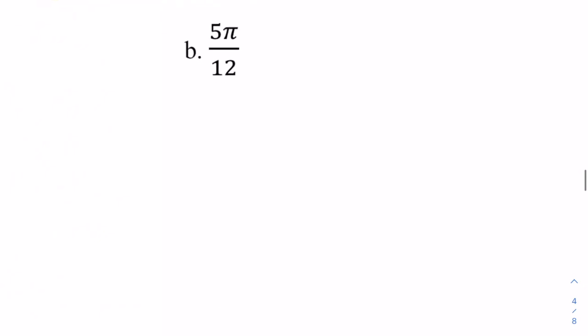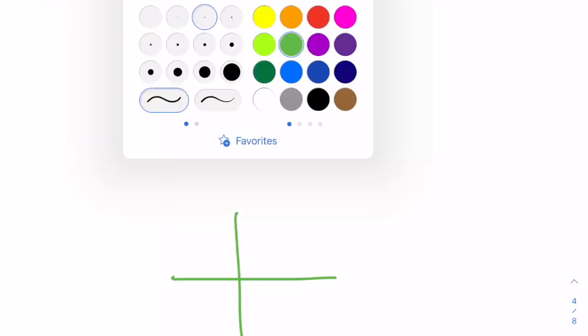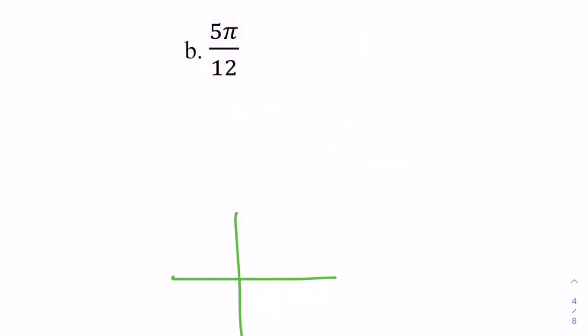Now let's look at 5 pi over 12. Well, 5 pi over 12 takes us into the first quadrant. And this is also going to be the reference angle. It's an acute angle, so we can tell right away this is an acute angle. It's going to have a complement. It's going to have a supplement. It's in the first quadrant.